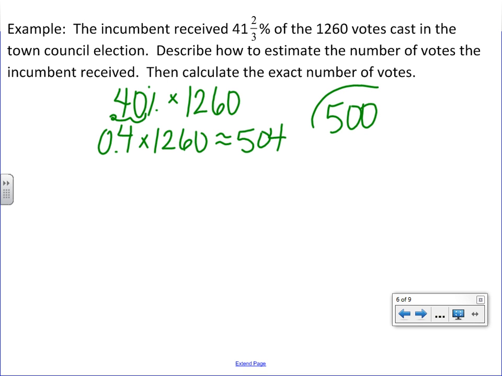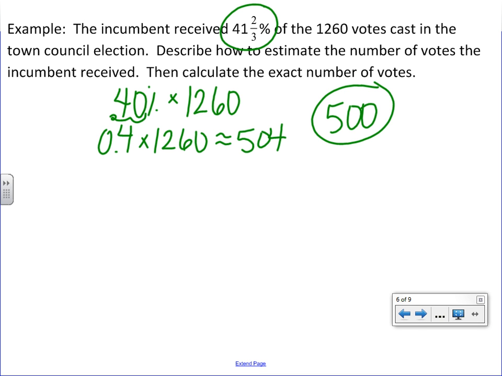This is our estimate. Now that I say that, do you think the estimate is going to be above or below the actual number? I hope that you chose below, because we went down from that original percent. So now we need to find the actual number of votes that the incumbent received. And to do that, we're going to have to change that 41 and 2/3% to a fraction.